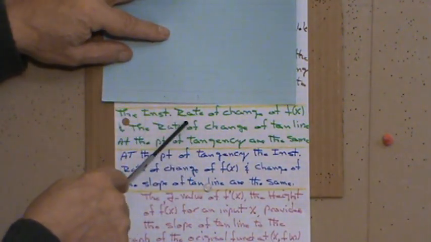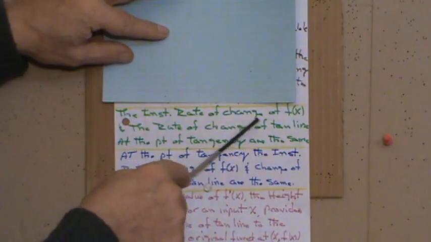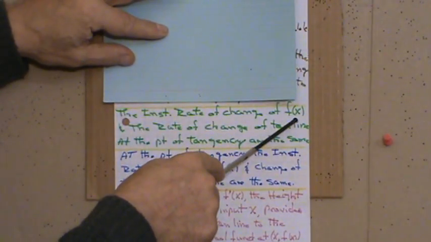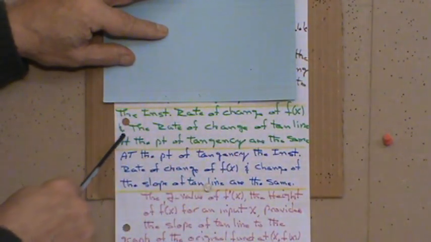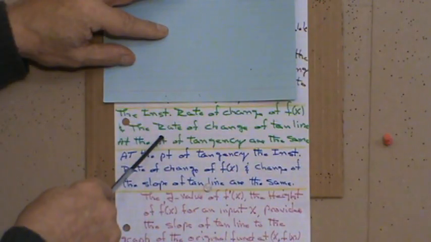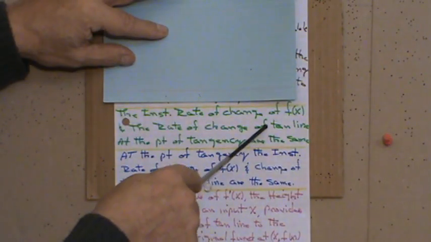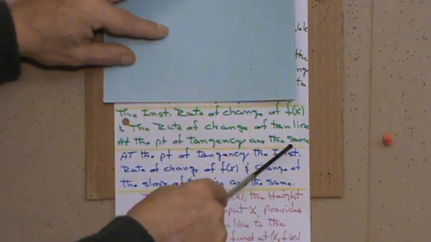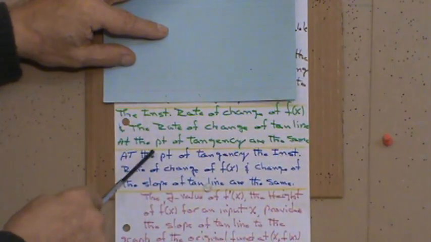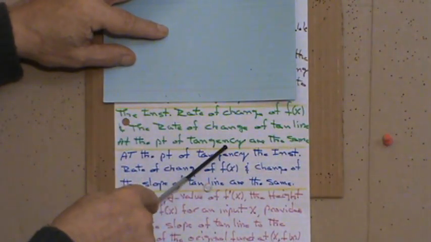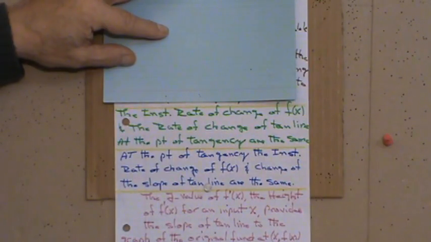Now, look at this one. The instantaneous rate of change of f of x, the mother function, and the rate of change of the tangent line at the point of tangency are the same.